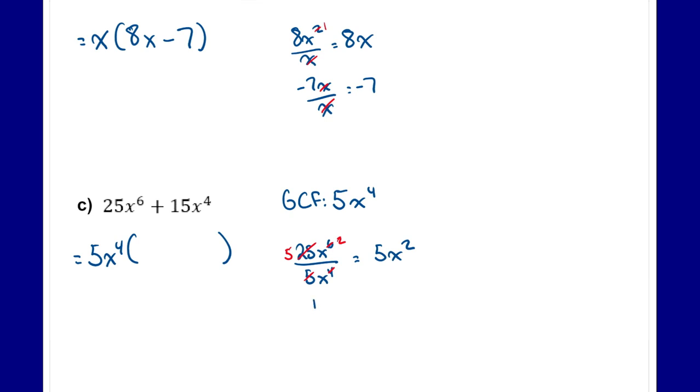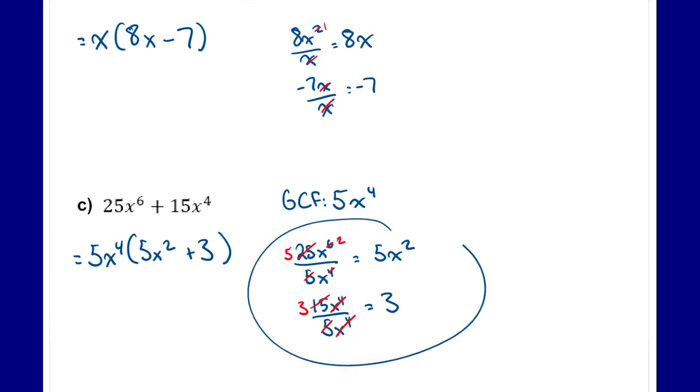For the second term, the 15x to the power of 4, I have to think about what 5x to the power of 4 times what gives me that. Or I can divide. Again, whichever way you choose is up to you. So 15 divided by 5 is 3. The x to the power of 4 and x to the power of 4 cancel out completely. So I'm left with just 3. That means my two terms inside the bracket are going to be 5x squared plus 3.